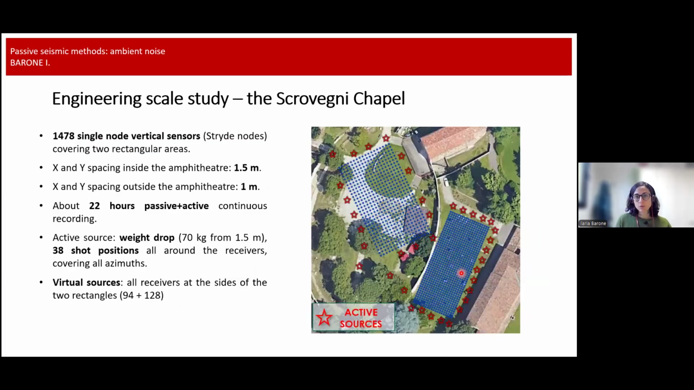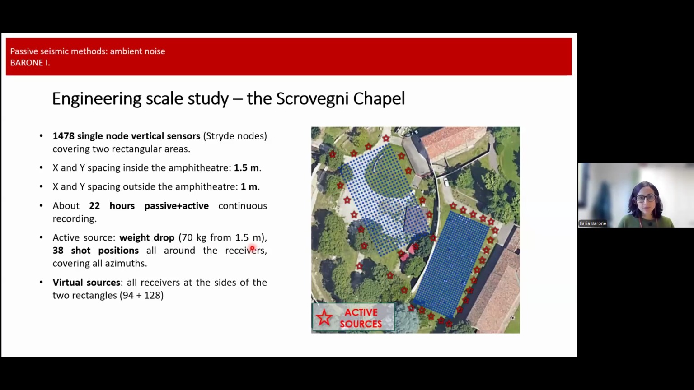So this is the acquisition scheme. The two rectangular areas: the one inside the amphitheater was characterized by a receiver spacing of 1.5 meters, and the one outside a spacing of 1 meter, so even denser. These red stars are all the active shot locations. So we have in total 38 shot locations where the source is a weight drop. So it's just 70 kilos released from a height of 1.5 meters.